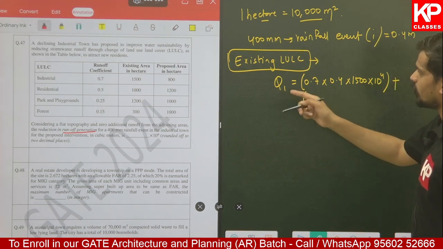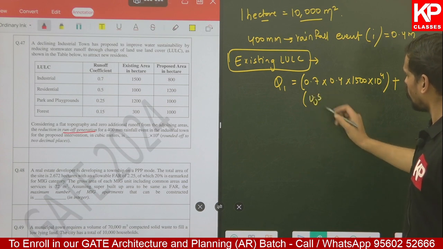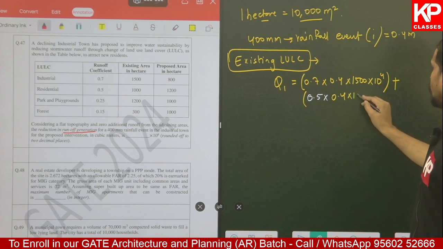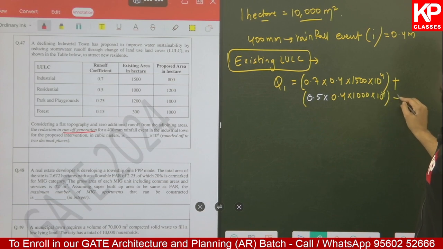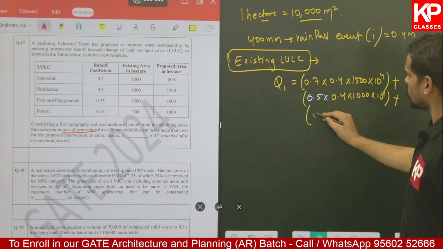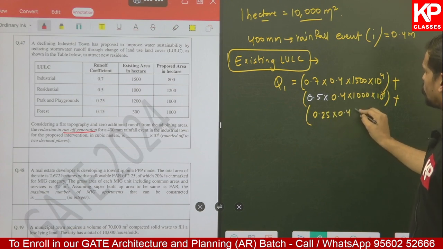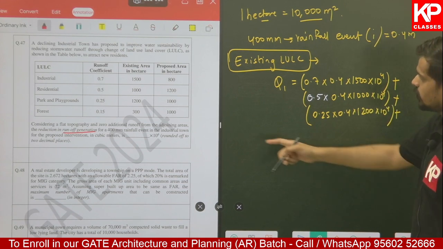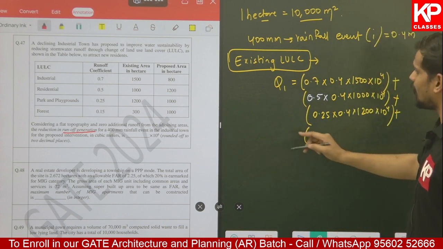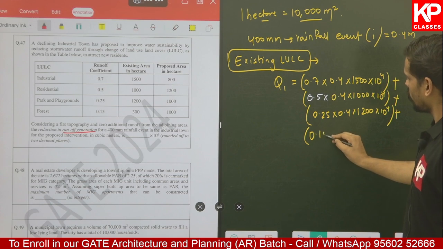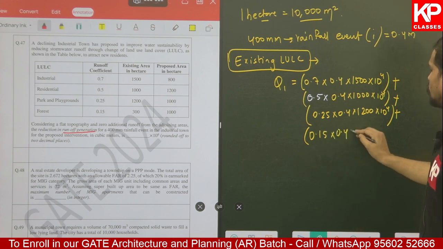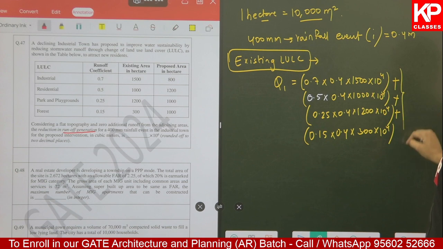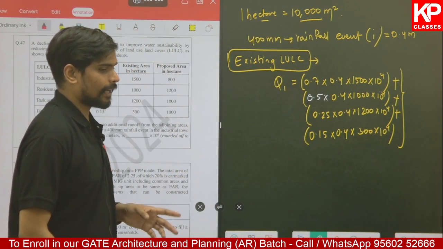Plus the second part, that is the residential part, it will be 0.5 into the rainfall again 0.4, area is 1000 into 10 to the power of 4, plus the parks and playgrounds, the runoff coefficient is 0.25, intensity of rainfall is 0.4, the area is given as 1200 into 10 to the power of 4, because it's area in hectare, you are converting it into square meter. The last part, that is forest area, forest runoff coefficient is 0.15, the intensity of rainfall is 0.4, the area coverage is 300 into 10 to the power of 4. Add all these, you will get the quantity of runoff in the existing land use land cover.